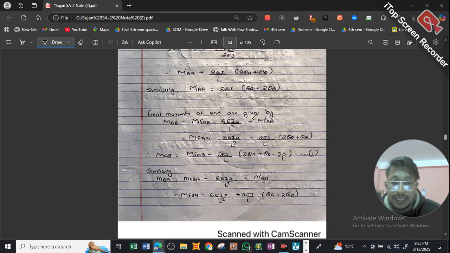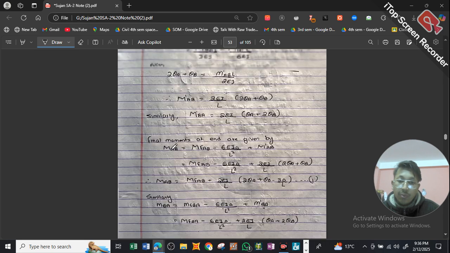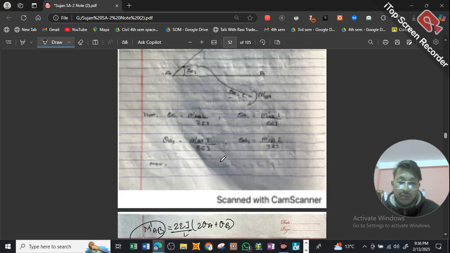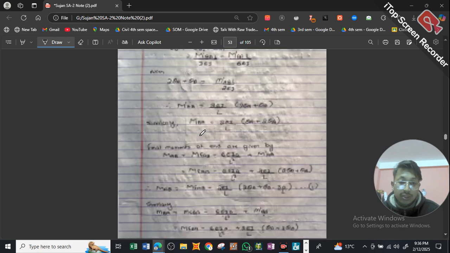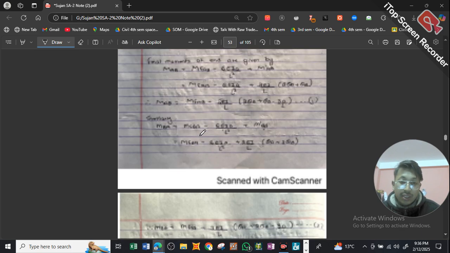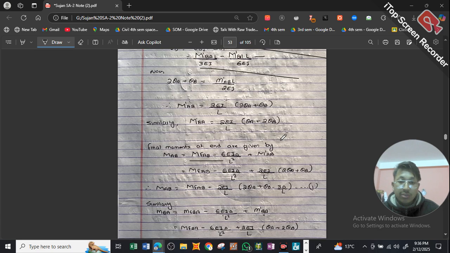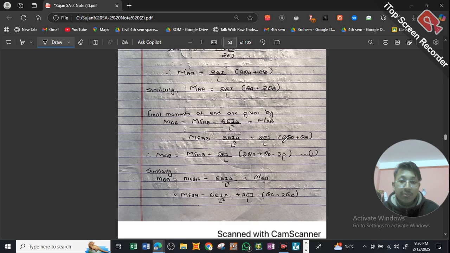So the final moment at end A, MAB, as I've explained before, will be the summation of the fixed end moment, which is caused at our end, then our 6EI del by L square, which is called settlement, plus MAB, which is our end moment. We have got our value of MAB to be 2EI by L into 2 theta A plus theta B.